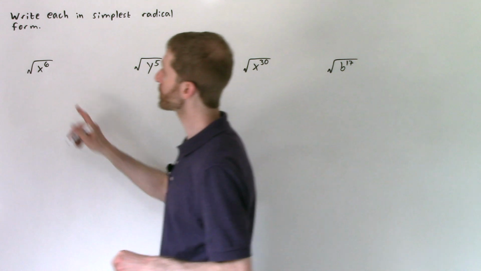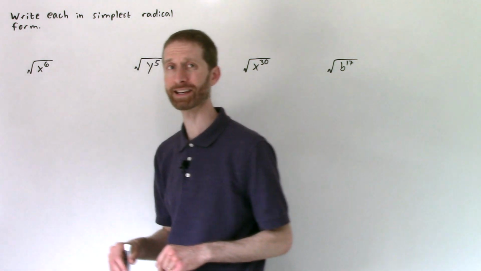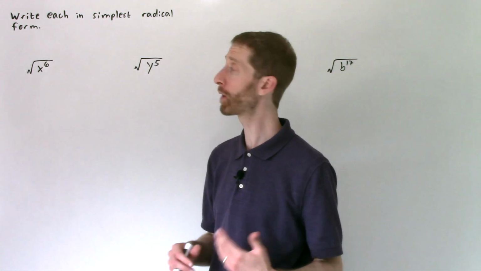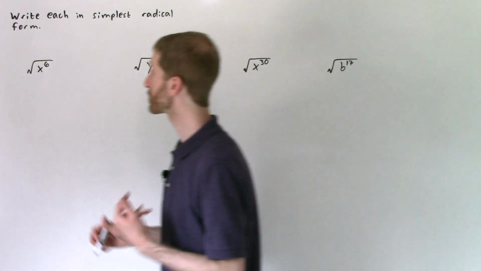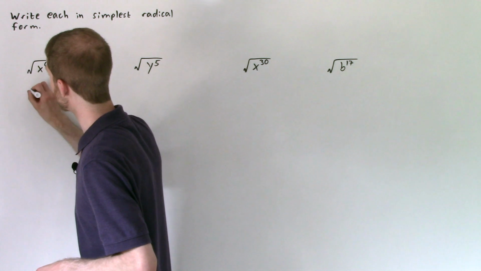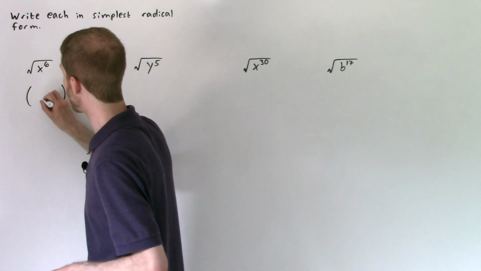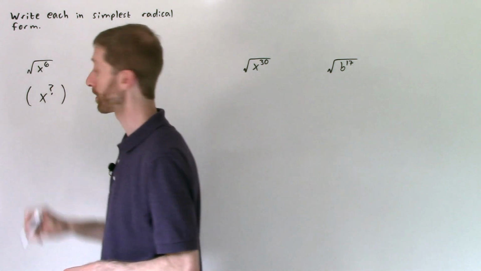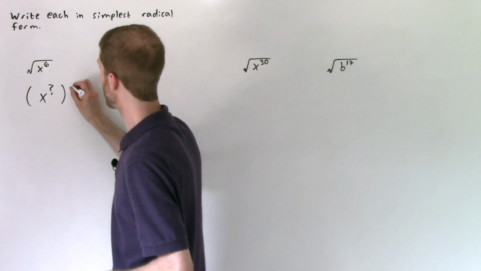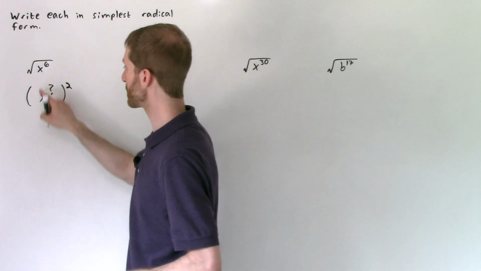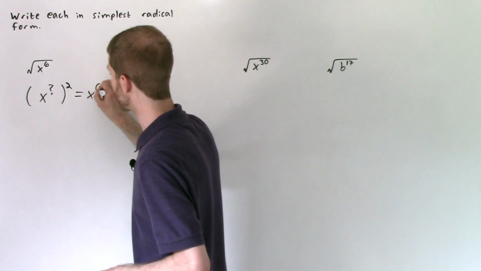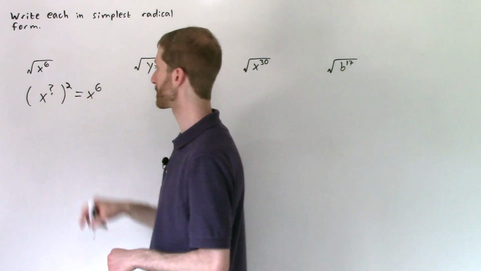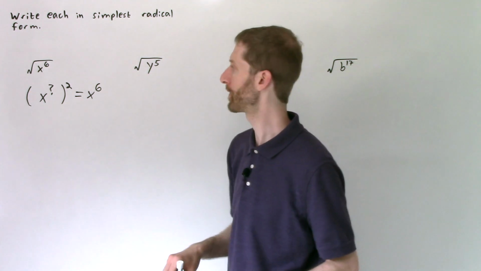Okay, so first things first, we have x to the sixth inside the radical. We're saying the square root of x to the sixth. That's like saying what number, when squared, gives you x to the sixth. So we're literally saying x to the what power, we'll put a question mark there, when squared. So we're saying x to the something, we're going to square it, and that's going to give us x to the sixth. So some number when squared gives us x to the sixth. Well, let's think about that.